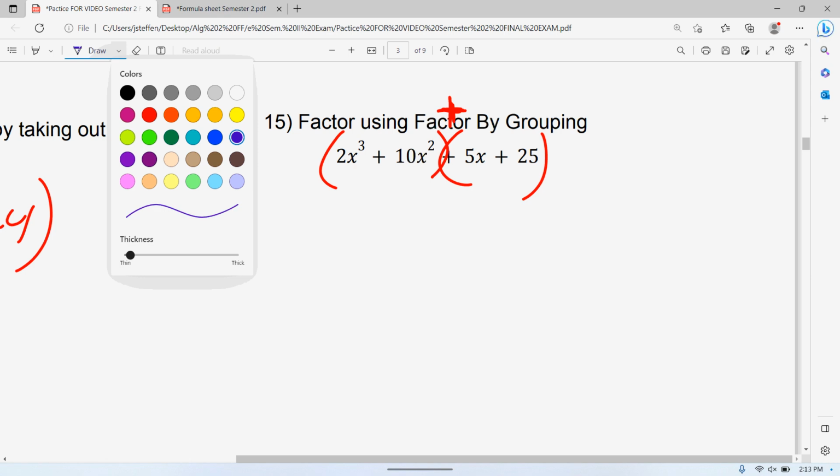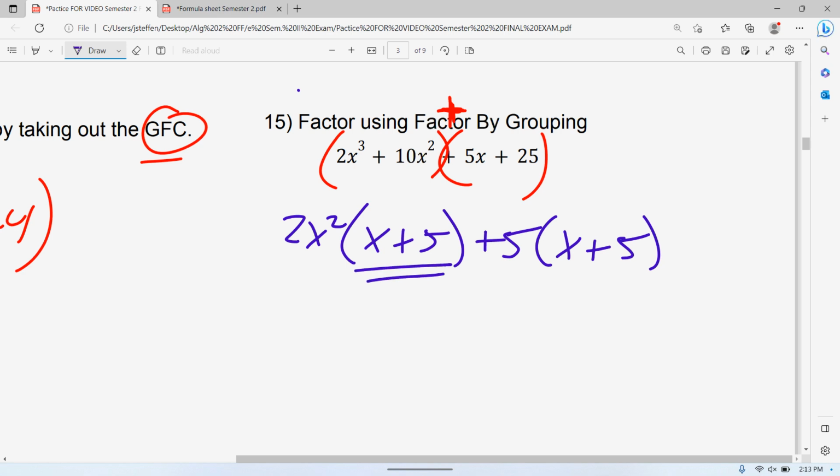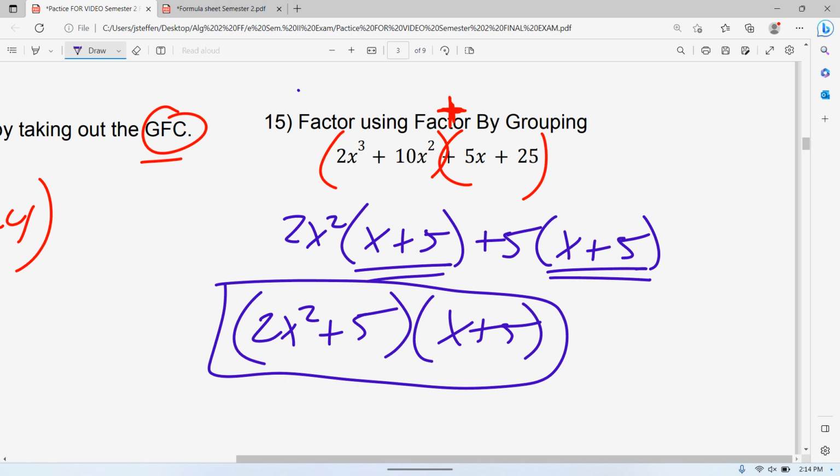First group, we're going to take out an x squared, so we have a 1x plus 5. The next group, I'm going to take out a positive 5, so I have x plus 5. That's the whole idea. So the other part goes together, 2x squared plus 5. And then the other 2 overlap each other. That is x plus 5. Again, you could have done those the other way around. X plus 5 times 2x squared plus 5 doesn't make any difference.